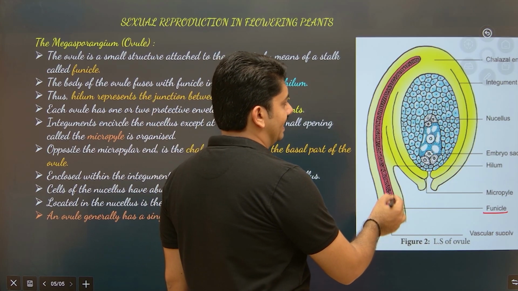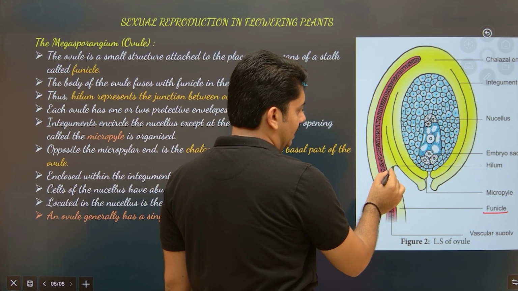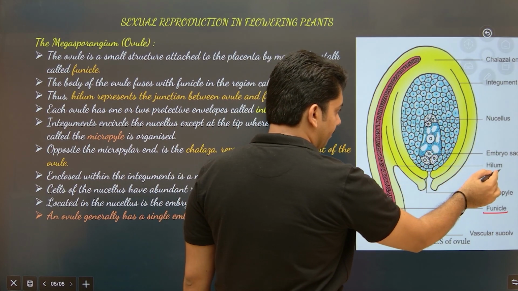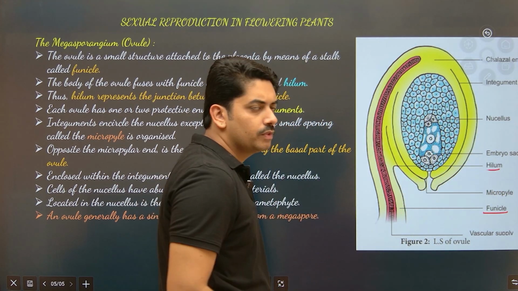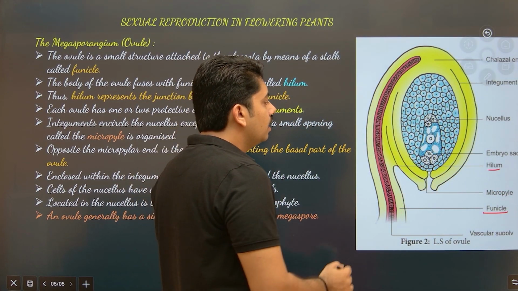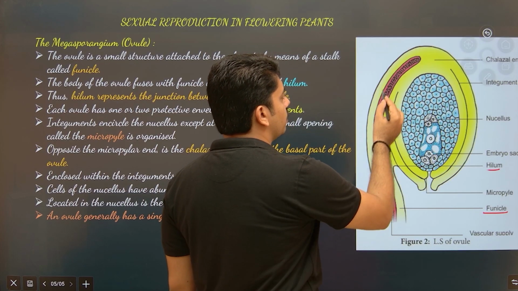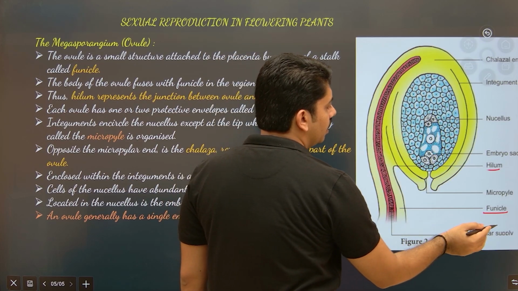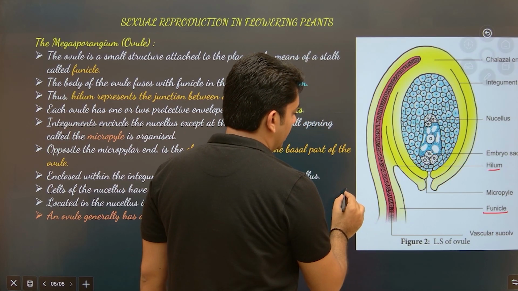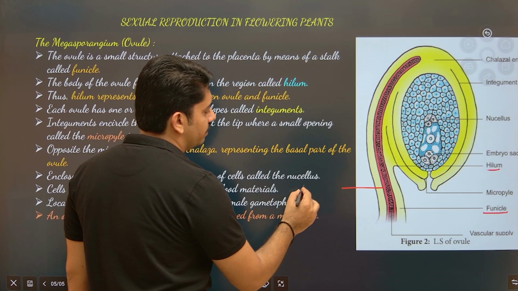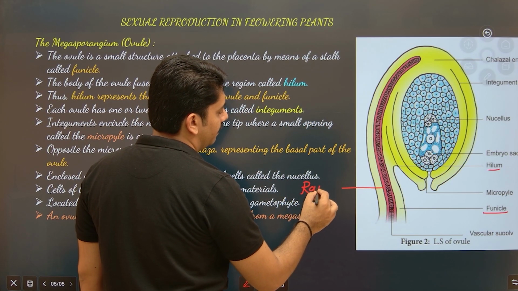Now the funicle attaches to the body of the ovule with the help of the hilum. Now this hilum is the junction between funicle and ovule. There is one strong supportive structure here. This is called the raphe. Here not mentioned. Actually this strong supportive structure is the raphe.